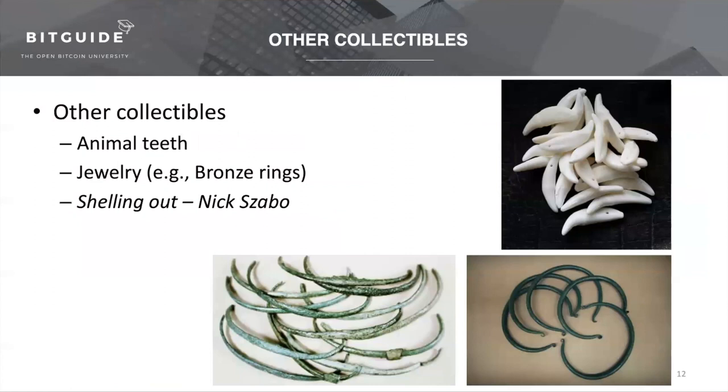But there were also other collectibles that humans adopted over time. Animal teeth is one of the more common ones. Jewelry, bronze rings that you can see in the bottom. If you want to take a deeper dive there, I recommend you reading the Shelling Out article by Nick Szabo.